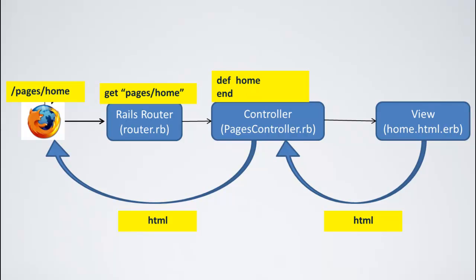To summarize, from the browser you go to routes.rb, from there to the controller, which in this case is pages controller.rb, and from there to the view, which is home.html.erb, and that view gets rendered onto the browser.